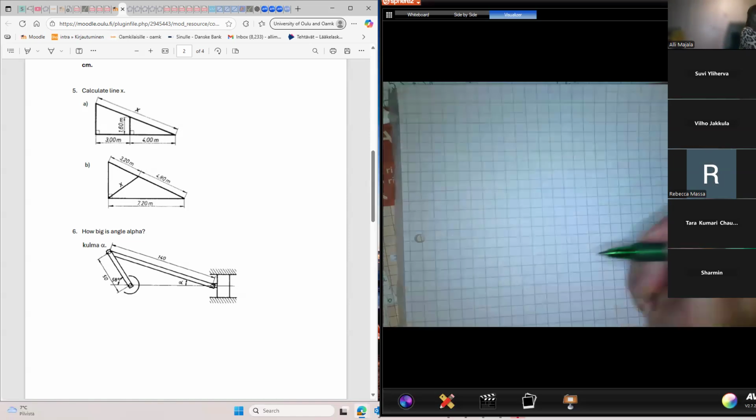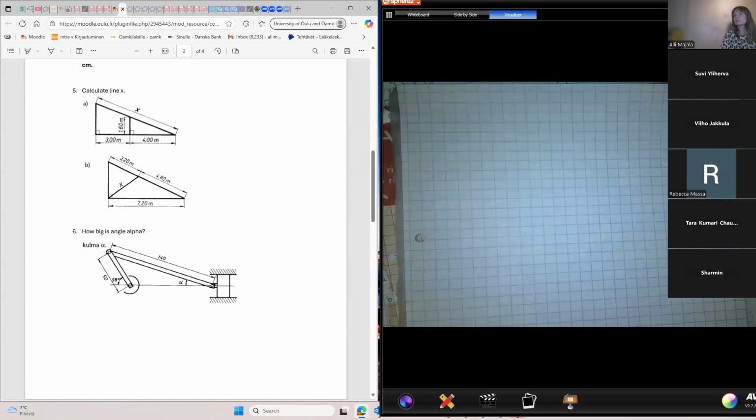This looks exactly the same, the 5a. It's the same exercise. So maybe I don't calculate it now. So maybe then I'll calculate the b.